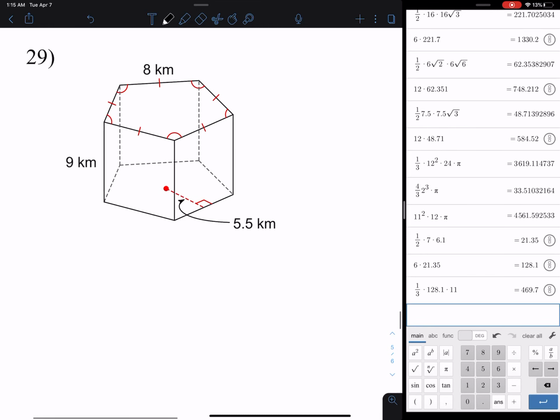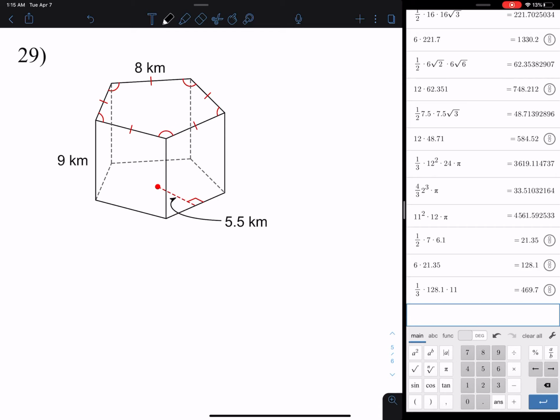The next one, we also have to find the area of the base, but this time it's not a pyramid, it's just a prism. So we just find the area of the base times the height. The base here is a pentagon. I almost said hexagon. In this case, we're given the apothem, which is 5.5, and the length of the base here is 8 kilometers, because all of these sides are 8.